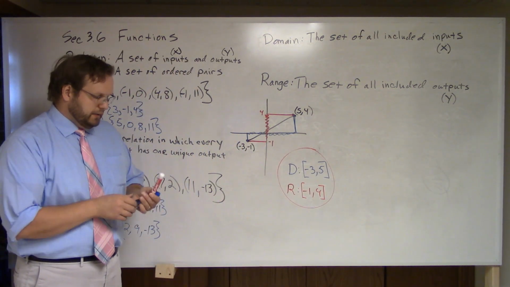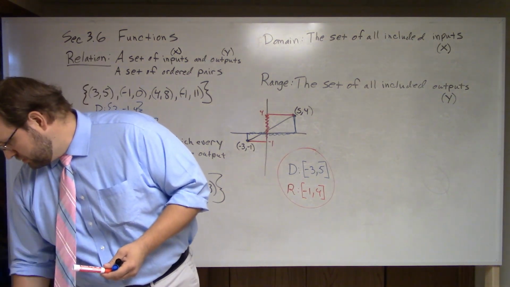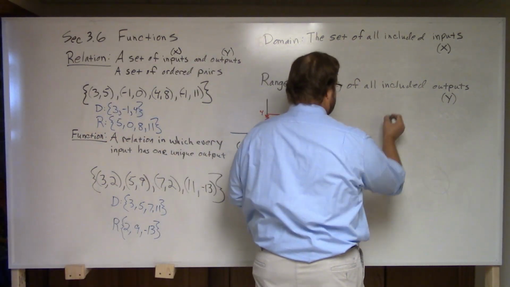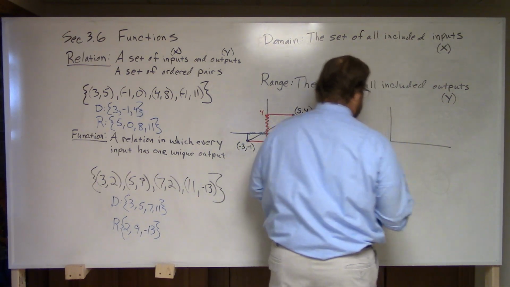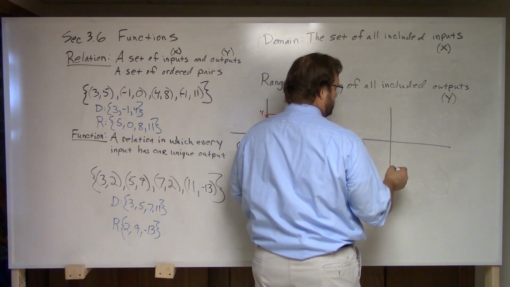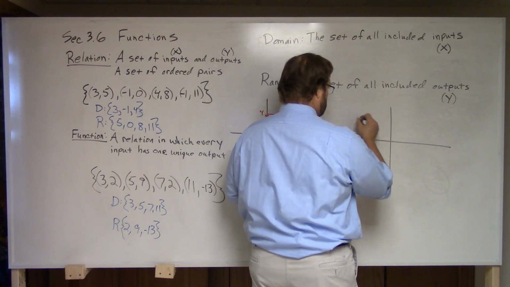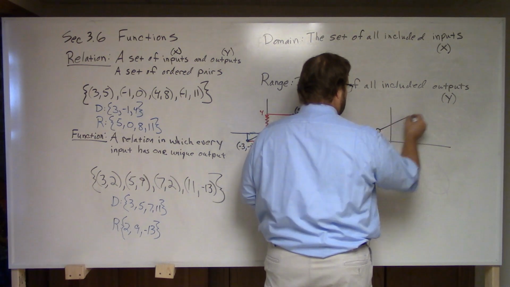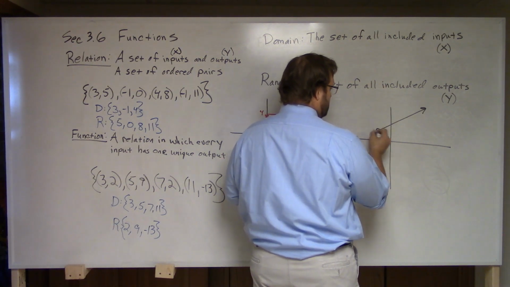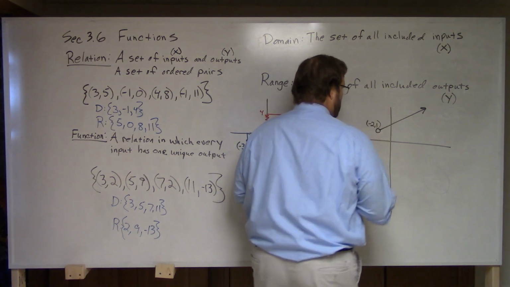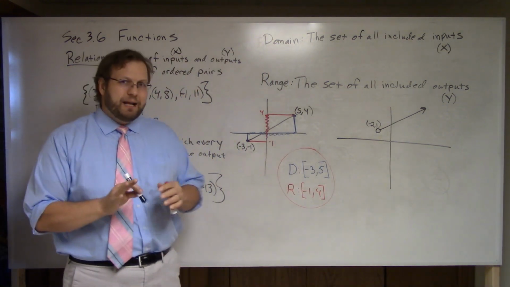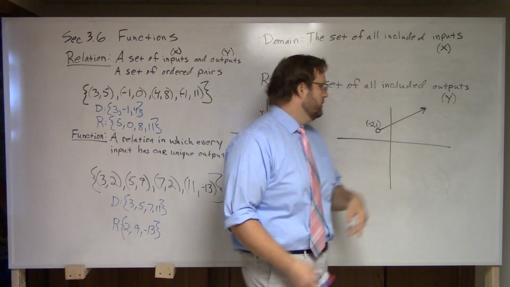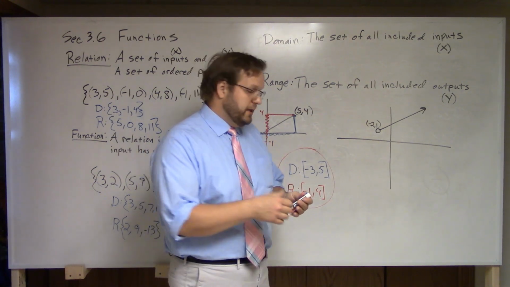Okay? Let's say we have something like this. Let's say we've got, and let's say this point is -2, 1. Okay? Now again, I'm not going to ask you to graph anything like this, but we have a distinct starting point, and then we go out infinitely this direction. Okay? So, how would that look in terms of domain?